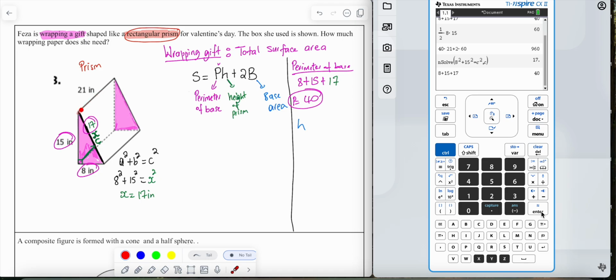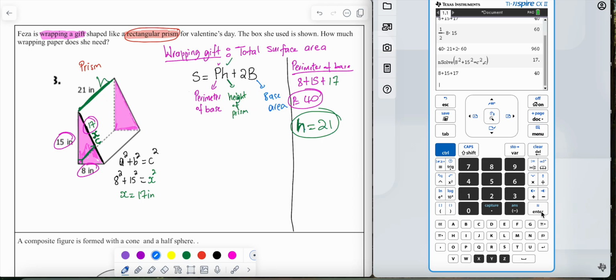So your height is always the side that connects the two bases together. If you're not sure, anywhere you find your two bases, the side that connects the two of them will always be your height. So this is going to be your h. So your height is going to be 21. So we have our height.